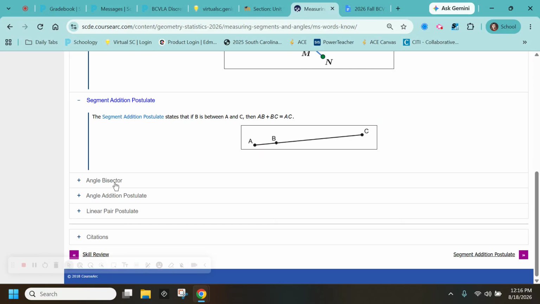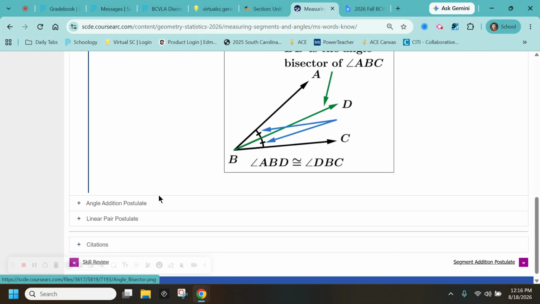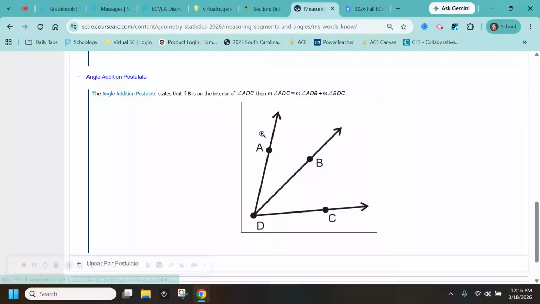The segment addition postulate just means that if I were to add these two pieces back together, that would give me the whole segment. So AB plus BC would give me the entire thing AC. Angle bisector, same thing, splits an angle in half. If this entire angle measure was 30 degrees, the bisector would split it into 15 and 15. Angle addition postulate states that if I take those two pieces of the angle and put them together, it equals the whole thing. So ADC added to BDC gives me the entire angle ADC.